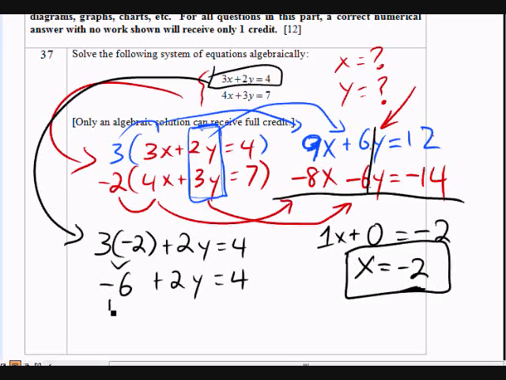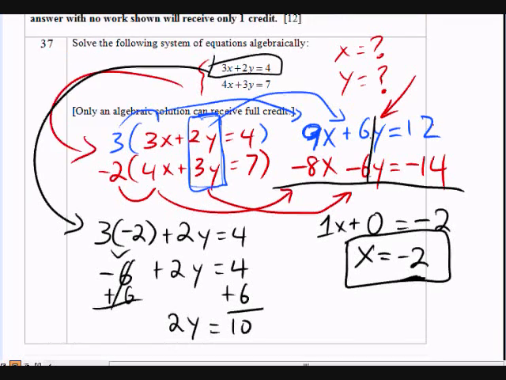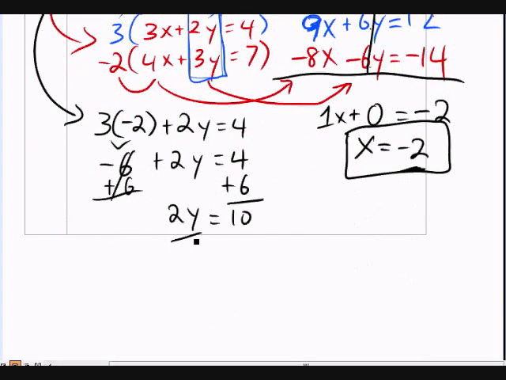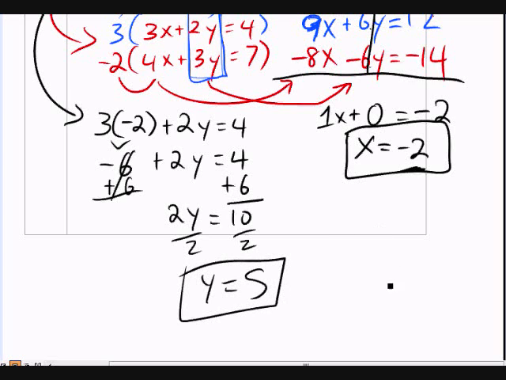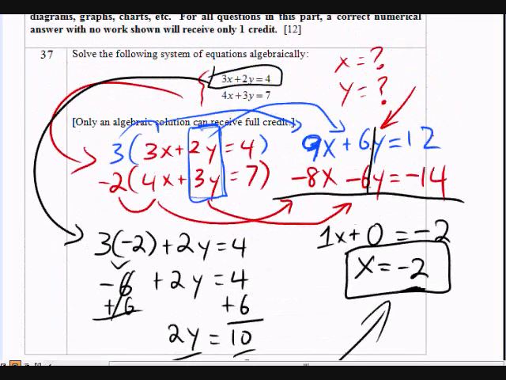And I want to add 6 to both sides because I want to solve for y. 2y equals 10. And you divide both sides by 2. You get y equals 5. And those are my solutions. x equals negative 2 and also y equals positive 5. Okay. Done.